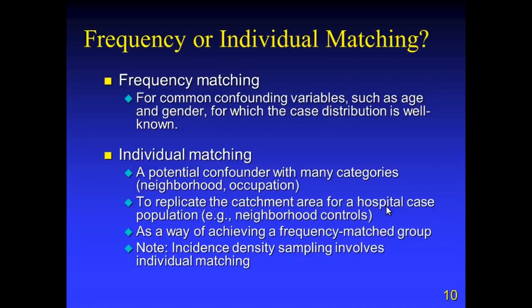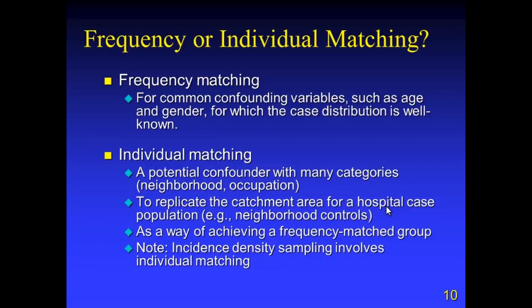Now there are two sorts of matching, as we've already mentioned. There's frequency matching, and we normally use that just for the very common confounding variables such as age and gender. We know how the disease of interest distributes in those groups according to age or sex. So we would often use frequency matching for that purpose.